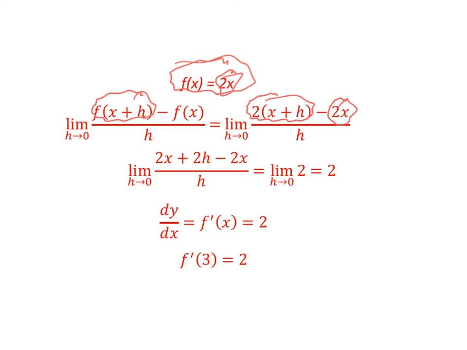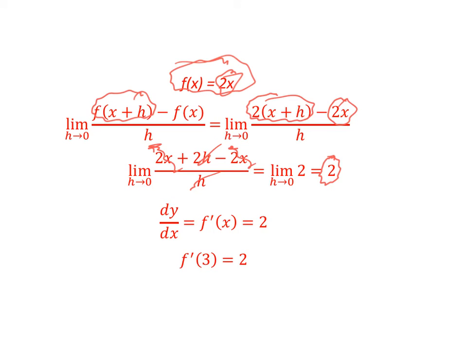Well, let's simplify this. So distribute the 2. I get 2x plus 2h minus 2x over h. All right? Can I simplify it some more? So 2x cancels with 2x. 2h over h. The h's cancel. And I'm left with the limit of 2 as h approaches 0. Well, what's the limit of 2 as h approaches 0? It's simply equal to 2. All right? So the f prime of x is equal to 2.